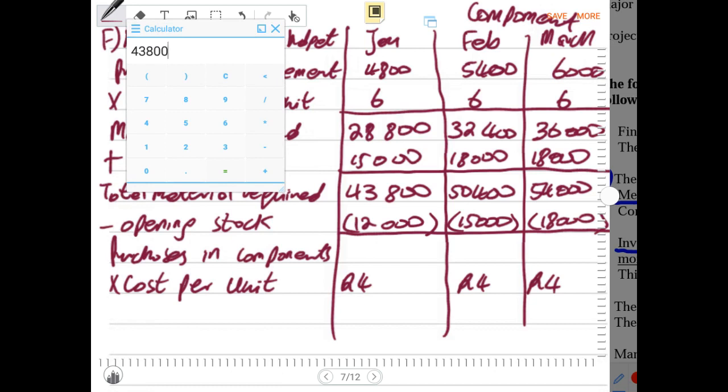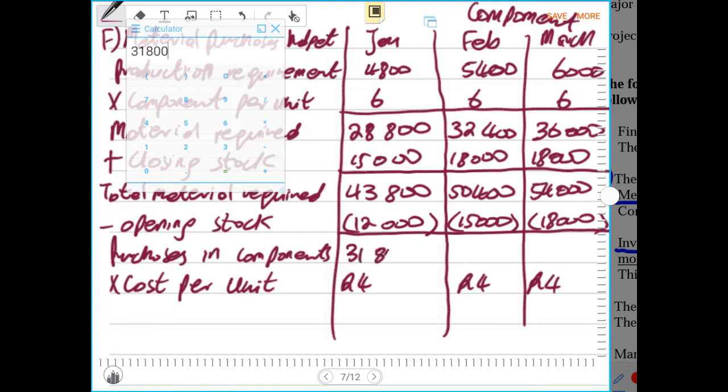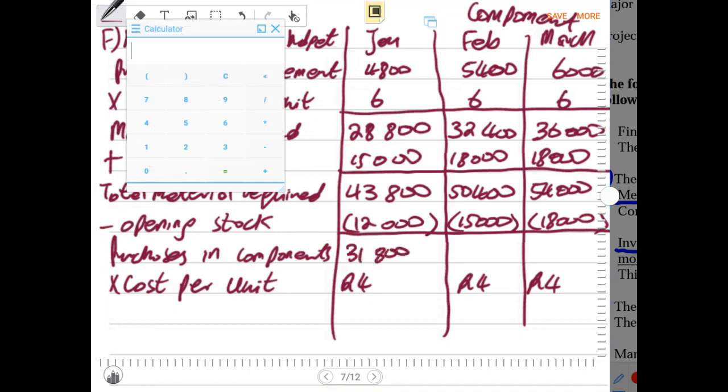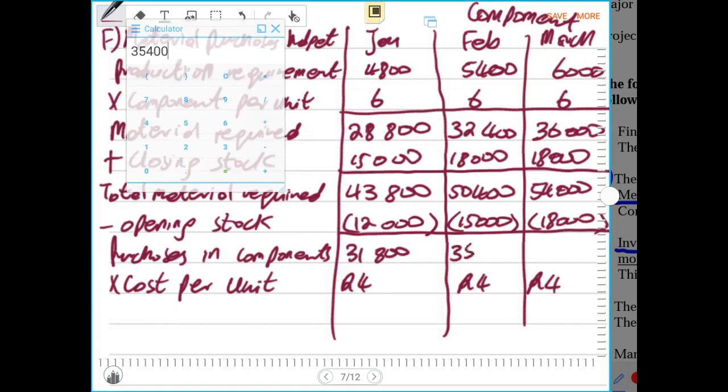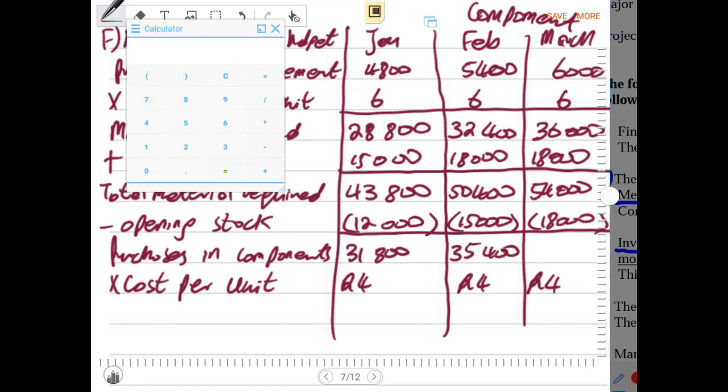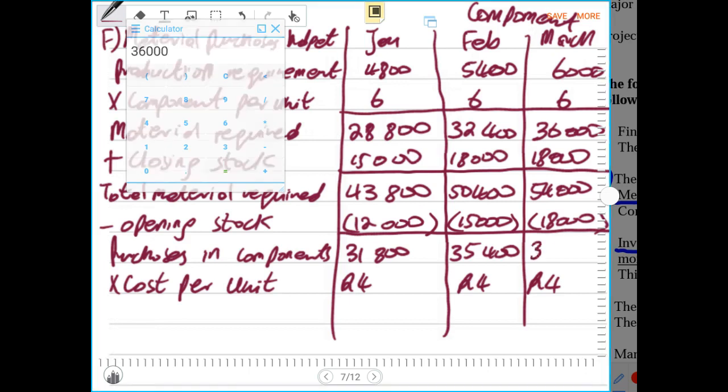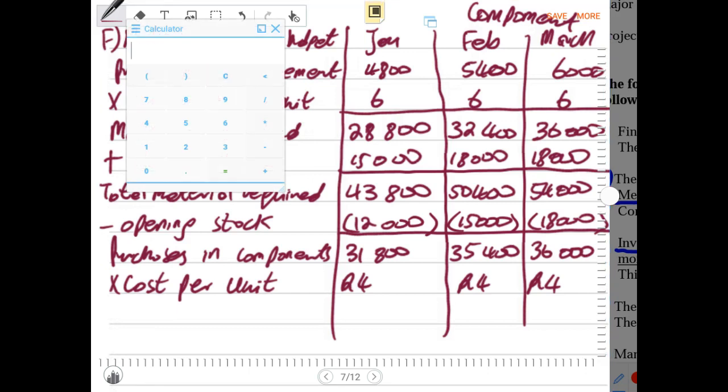Then you say 43,800 minus 12,000, and this will give us 31,800 components that are required to be purchased. And we say 50,400 minus 15,000, this will be 35,400. And then we say 54,000 minus 18,000, and this will give us 36,000 of the components that are needed to be purchased.